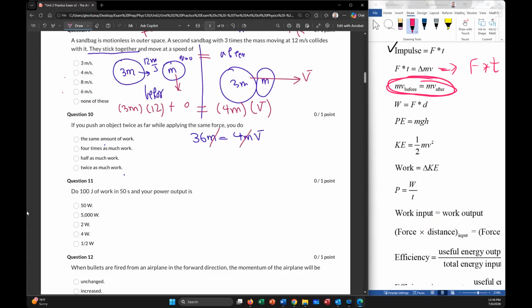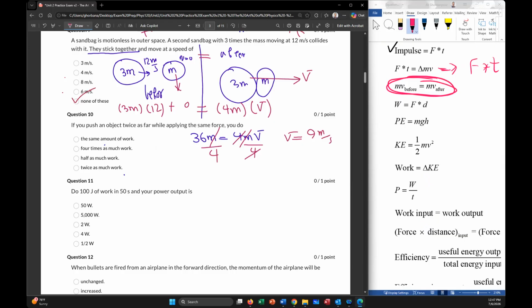If I want to calculate v, what do I do? I divide by 4, divide by 4. 4 and 4 cancel each other. V is going to be 36 divided by 4, which is 9 meters per second. What is the right answer? None of the above.